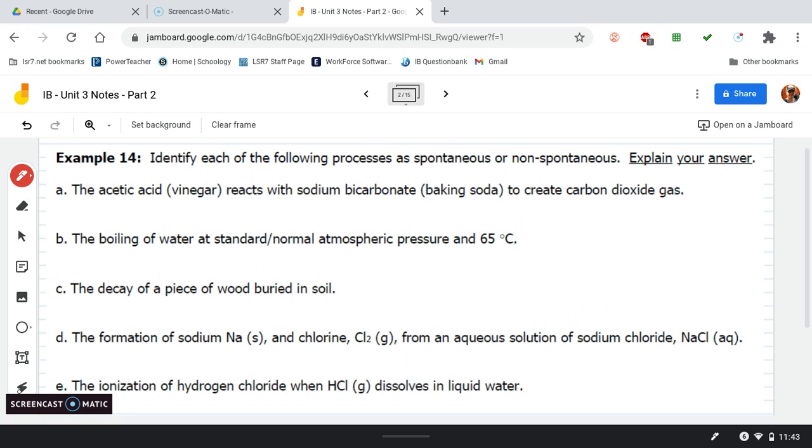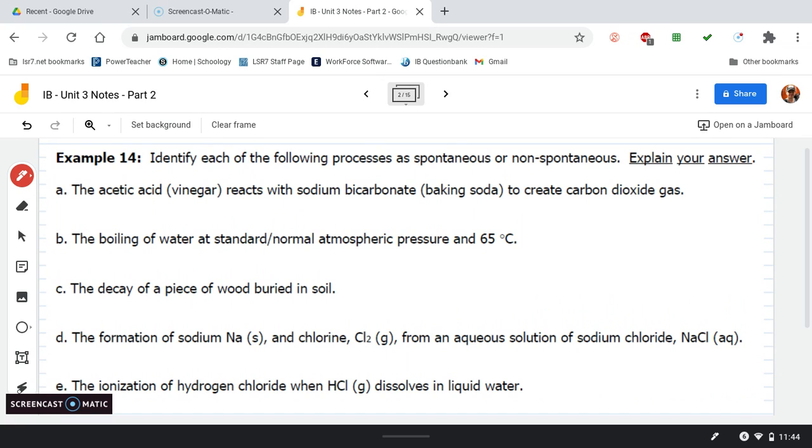All right, first one. Vinegar reacts with baking soda. So vinegar, acetic acid, and the baking soda, sodium bicarbonate, create some carbon dioxide gas. If you've ever put any vinegar on baking soda, if you've done the volcano thing, you'll know that this happens automatically. You touch the vinegar to the baking soda, it starts to fizz, it starts to bubble. You can clean your drains out with this.